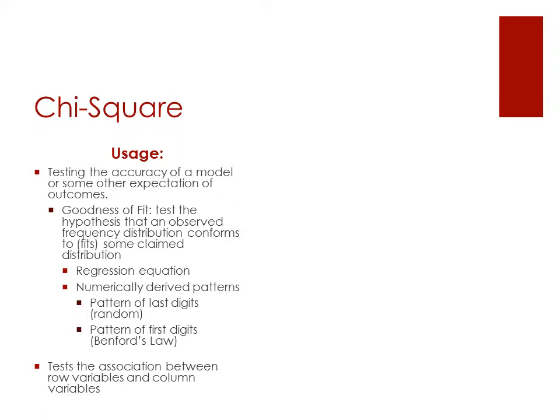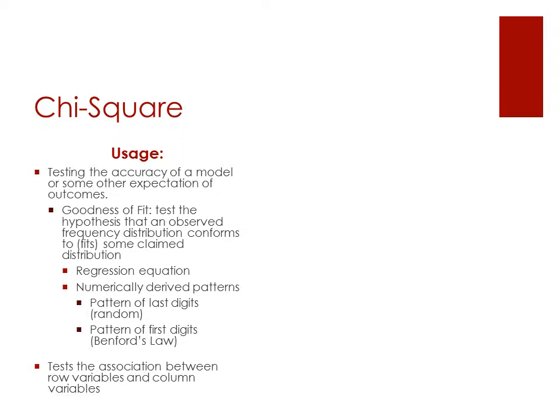So although this places some limitations on what we can do with a chi-square, it is very useful for situations where you may not have the parameters necessary for conducting a t-test or a z-test or other analyses that are parametric. So here, we're using a chi-square. We use these to test the accuracy of a particular model or some other expectations that we have of an outcome. It's often called a goodness of fit test.